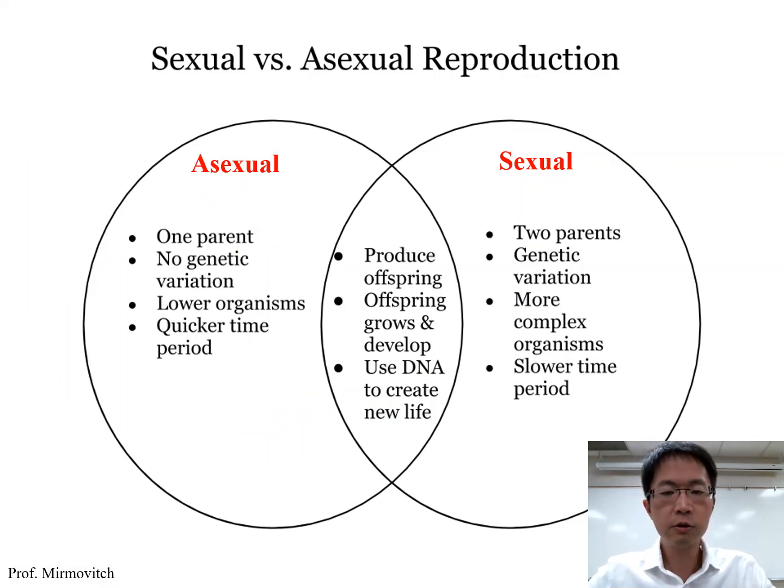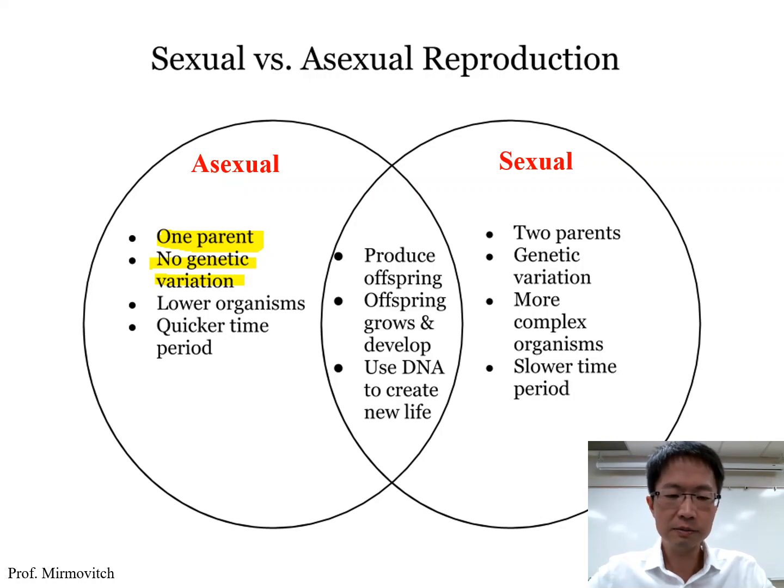So this is a very good summary here. Asexual reproduction, you need one parent, no genetic variation, because as I told you, there is a mitosis, so all the daughter cells or granddaughter cells are genetically identical with the parent, is the same.